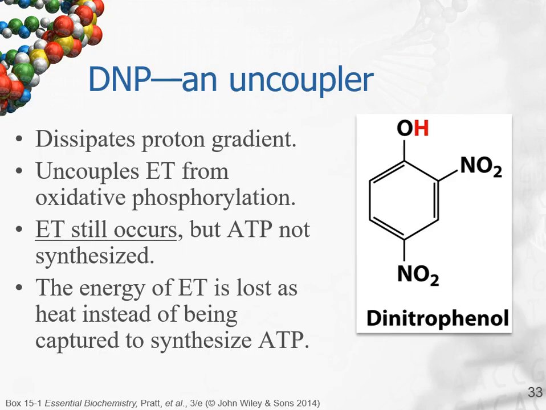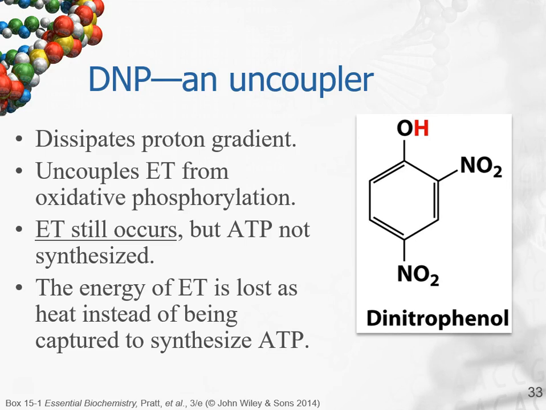So the most classically examined uncoupler is DNP. DNP is dinitrophenol, and this dissipates the proton gradient and it uncouples electron transport from oxidative phosphorylation. This means that electron transport still occurs, but you don't get any ATP. And we know, because we calculated this, that electron transport has an associated free energy with it, and that it is an exergonic process.